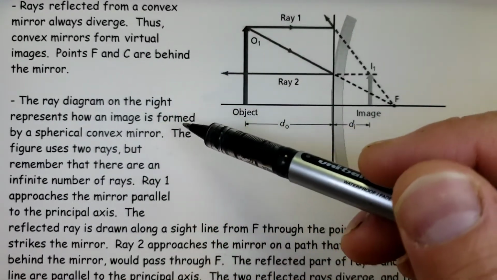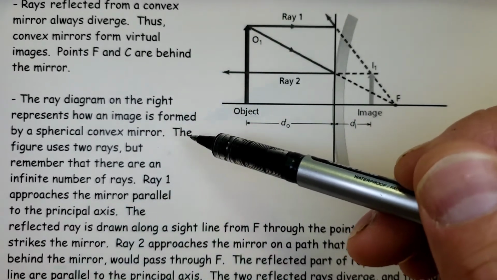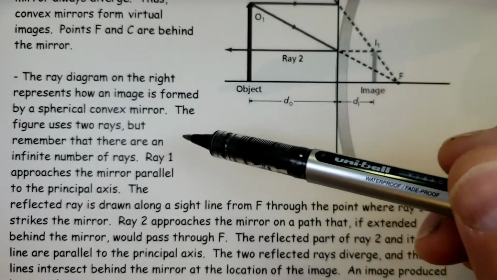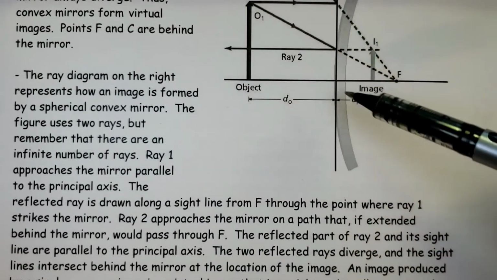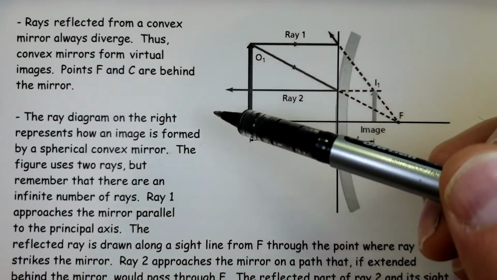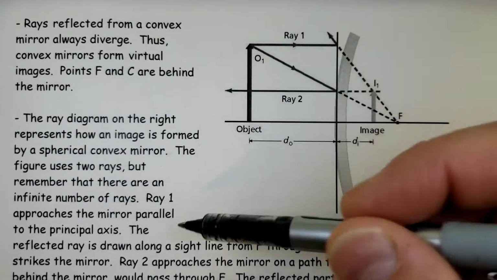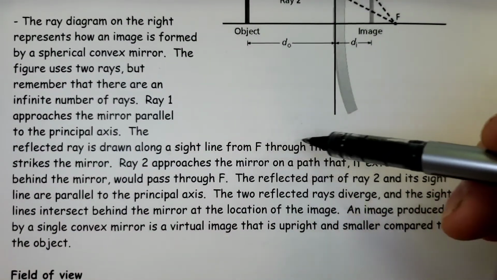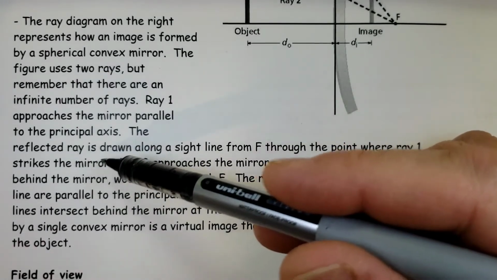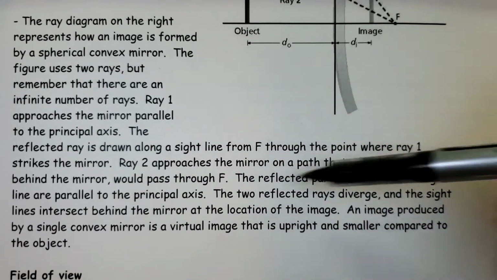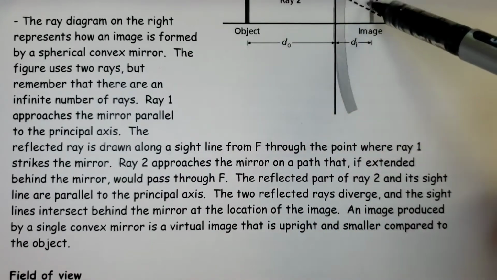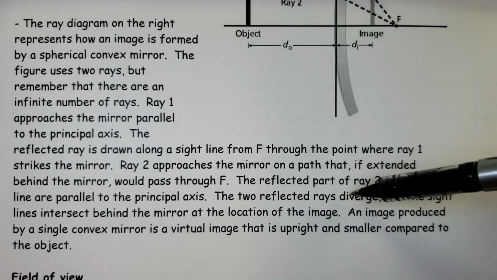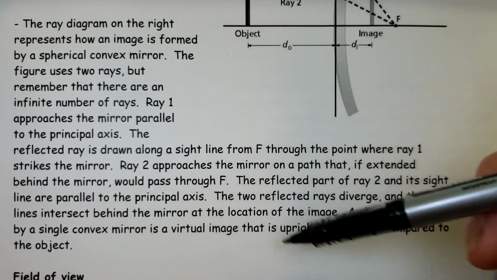The ray diagram on the right represents how an image is formed by a spherical convex mirror. The figure uses two rays, but remember that there are an infinite number of rays that we could use. For example, I used one that comes in through C and reflects back upon itself. Ray 1 approaches the mirror parallel to the axis. The reflected ray is drawn along a sight line from F through the point where ray 1 strikes the mirror. Ray 2 approaches the mirror on a path that, if extended behind the mirror, would go through F, but before it gets there, it reflects off the mirror out parallel. The two reflected rays diverge, and the sight lines intersect behind the mirror to locate the image.